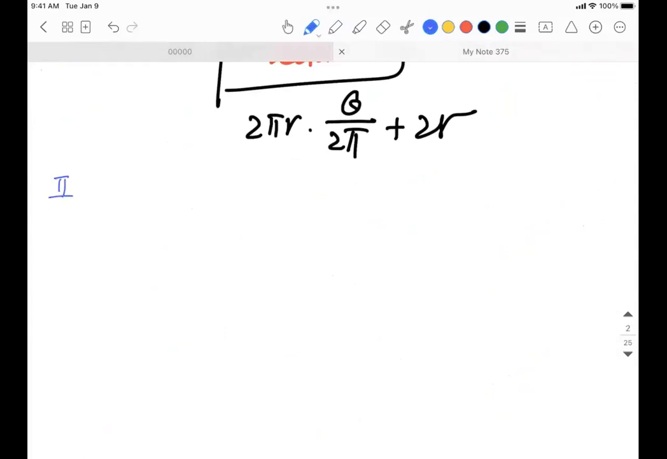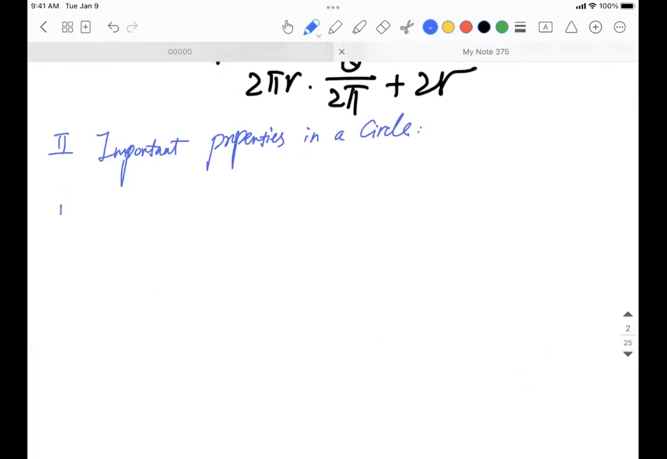Let's talk about some important properties in a circle. Okay, I'm talking about some basic properties. I'm not talking about some very complicated rules that we will talk about in our next lecture. It's okay, just some basic properties. First one, we're going to talk about the chords of a circle theorem.